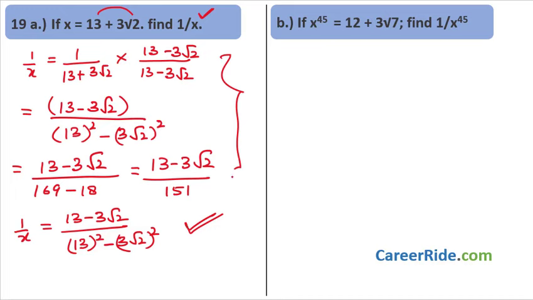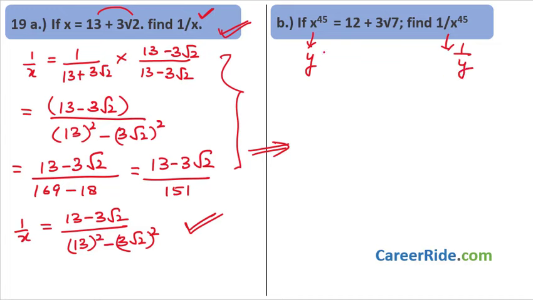Now let us see how this concept translates into actual questions in the exam. You may find this type of question directly also, that is 19A. But there is a high possibility that the examiner might try to play around with you. So if x to the power 45 is equal to 12 plus 3 root 7, find the value of 1 upon x to the power 45. As I did in one of the previous sums, can I take x to the power 45 as y? 1 upon x to the power 45 becomes 1 upon y.